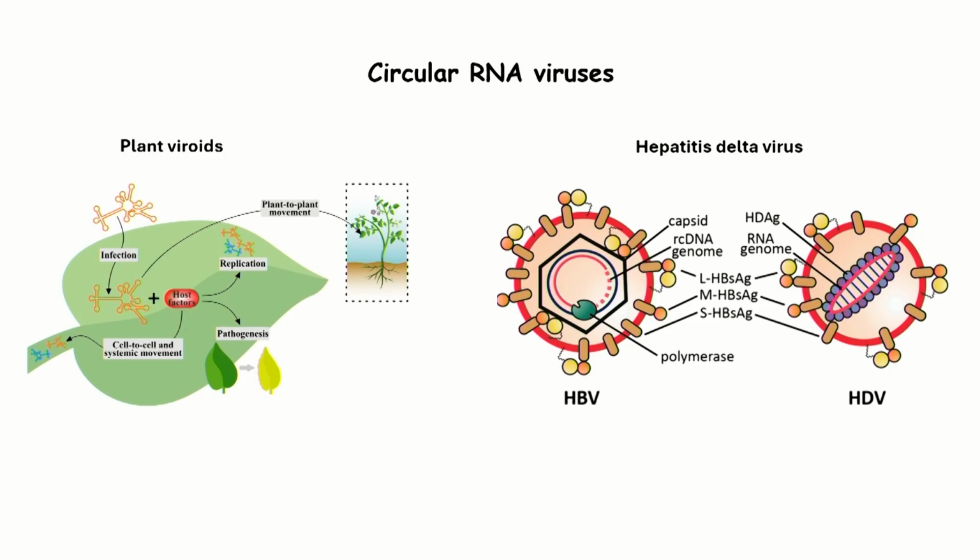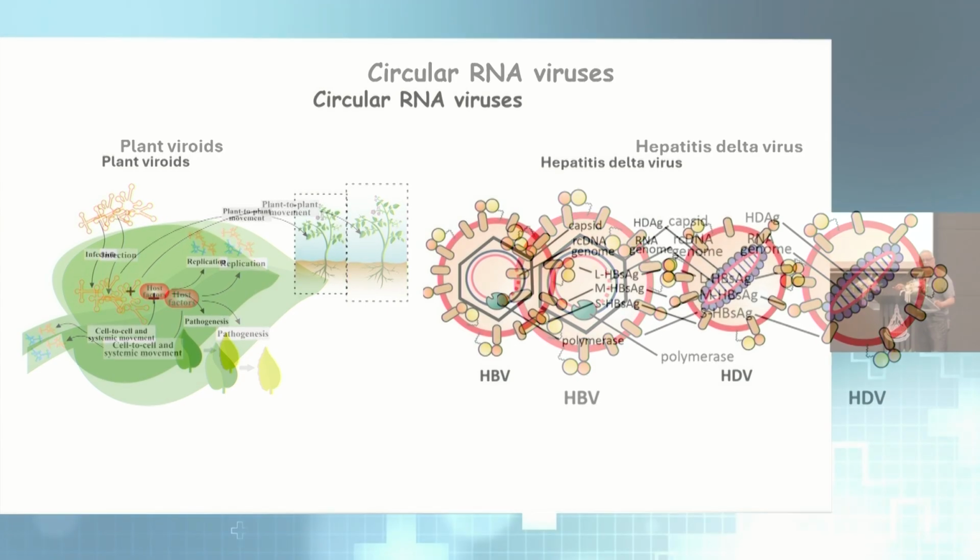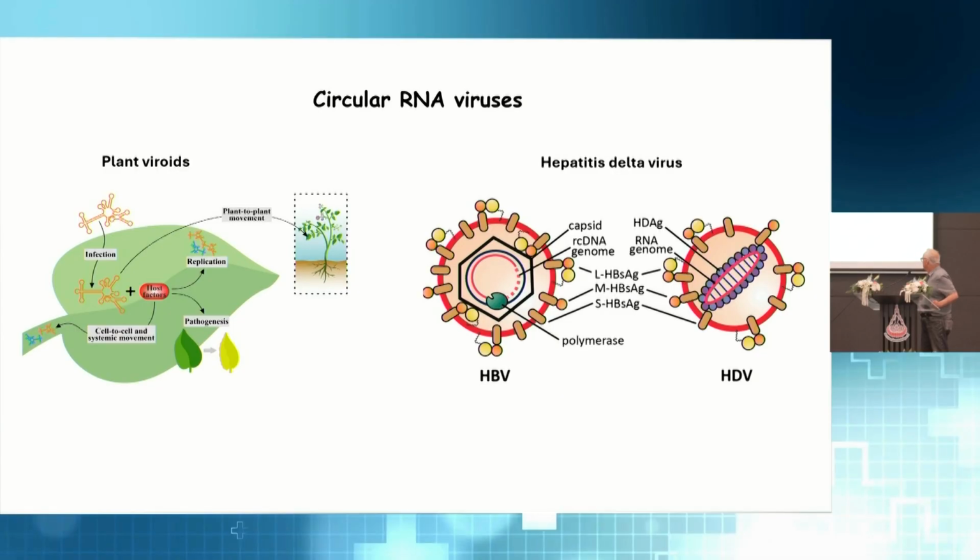The other thing we know, hepatitis B virus, which infects your liver, has a companion that's called hepatitis delta virus. Hepatitis delta virus also has a circular RNA molecule. And what it does, hepatitis delta virus steals all the capsid and matrix proteins from hepatitis B virus to amplify its RNA genome. So the question is, where does this circular RNA come from?